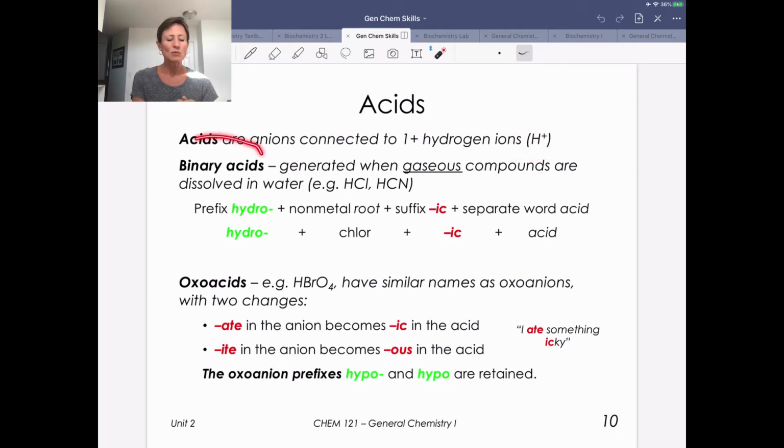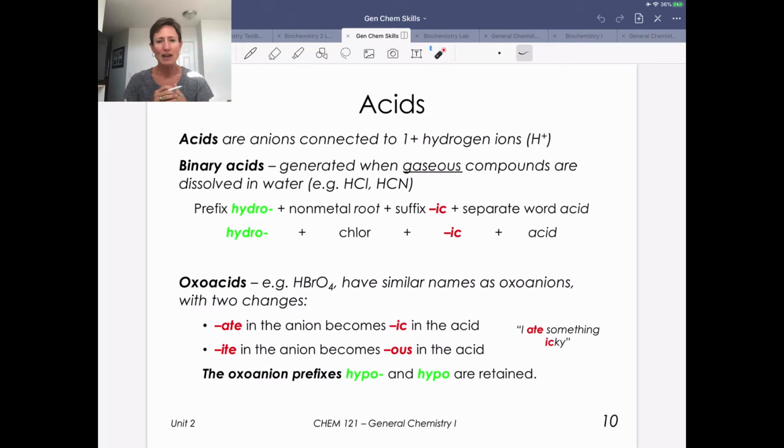Okay? So things that we define as binary acids are things that would be a gas normally, so a hydrogen attached to something else that would normally be a gas. If you bubble that into water, it's going to make an acidic solution. So things like HCl and HCN are what we call binary acids. So how you name those, and you probably already know this guy, this is hydrochloric acid.